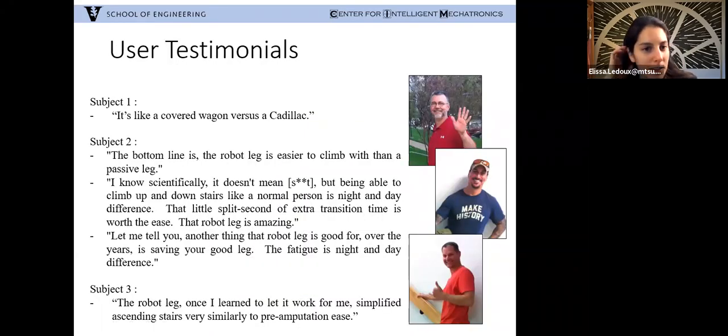The amputees thought the robot leg was pretty good. So you can see some of their testimonials here. They all thought that the prosthesis was good for making them use less energy. It was easier to walk, to climb. It'll save their good legs so that they have just half as much stress on their good leg because now the robot leg is actually working for them too.